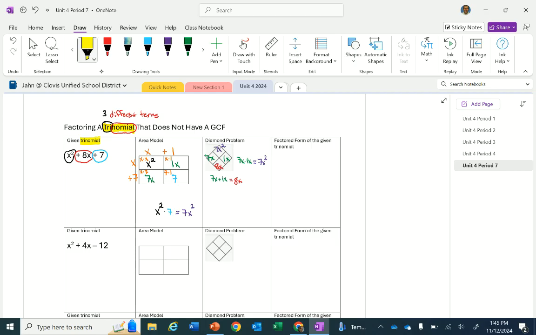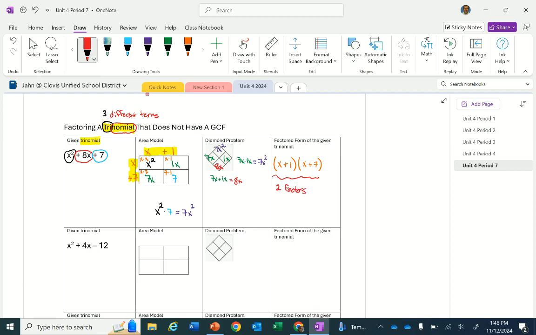What this tells me is that my factors are x plus 1 and x plus 7. The way I write that in factored form is I put a parentheses, and inside it I put my factor from the outside on the top of the area model, which is x plus 1, close that parentheses, start a new parentheses, and fill in the x plus 7, which is the factor on the outside on the left. So my factored form of the given trinomial, x squared plus 8x plus 7, is x plus 1 multiplied with x plus 7. Notice that this trinomial has two factors, x plus 1 and x plus 7.